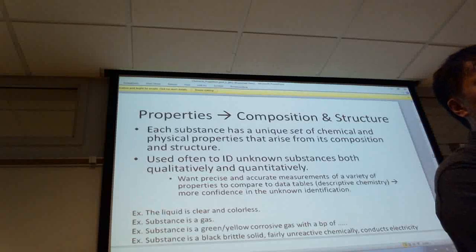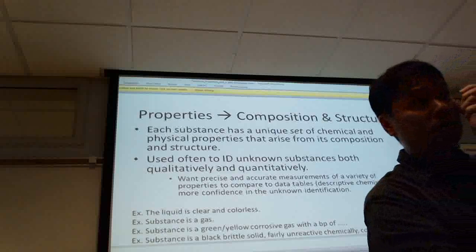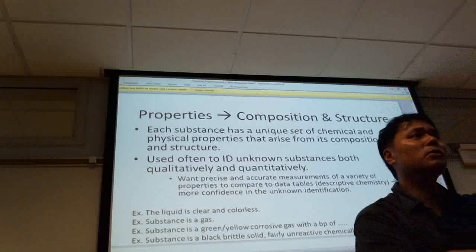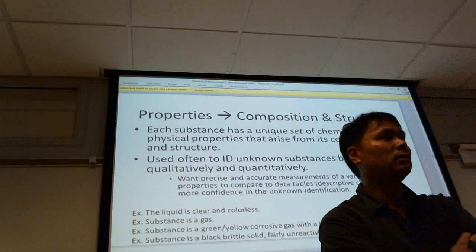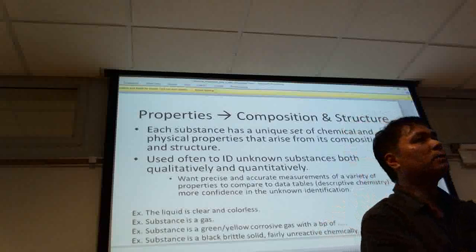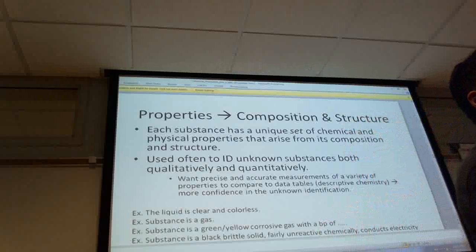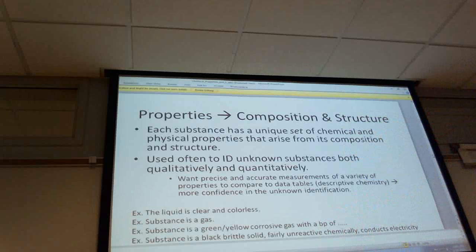Well, bromine's a liquid at room temperature. It's brown, red, orange. Those are some of the physical characteristics, but what about the chemical properties of bromine? Can you tell me some of the chemical properties of bromine? What chemical property stands out with bromine? The first chemical property that comes to mind with bromine.